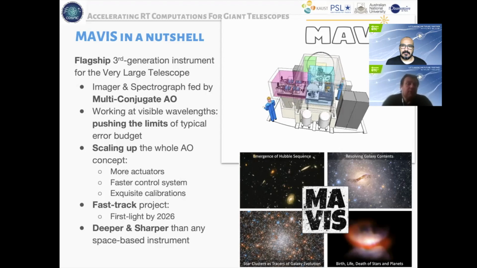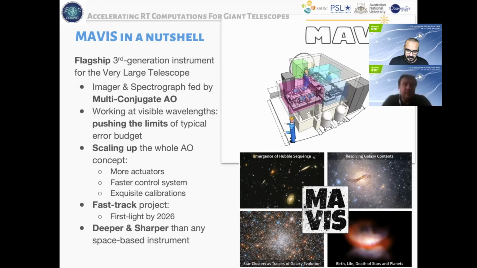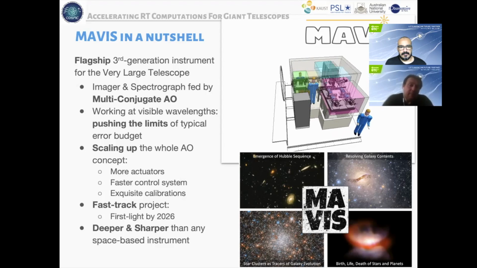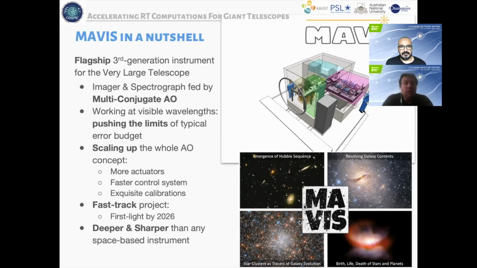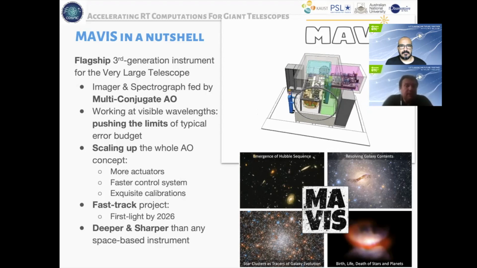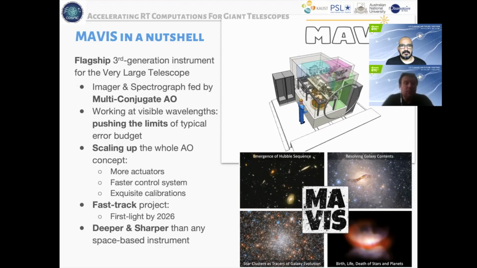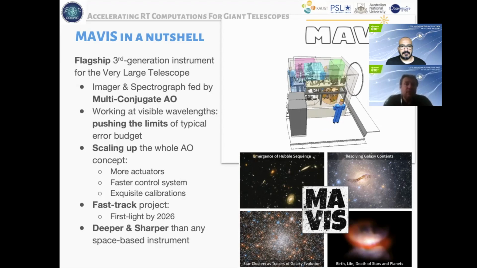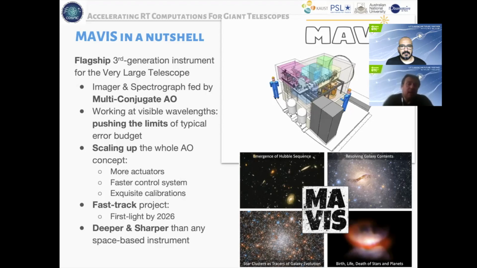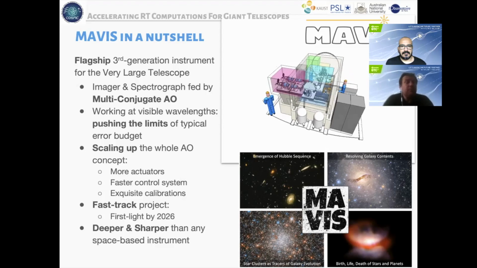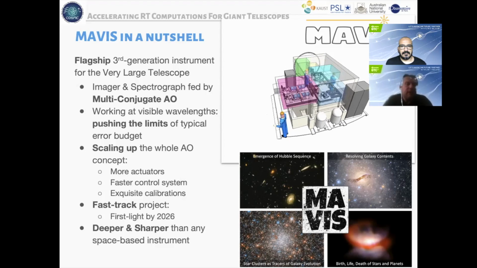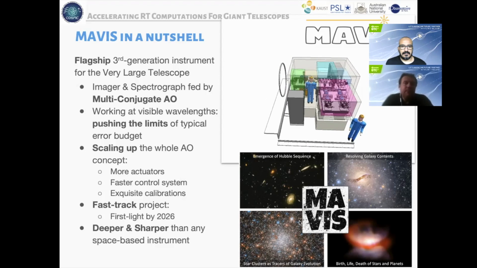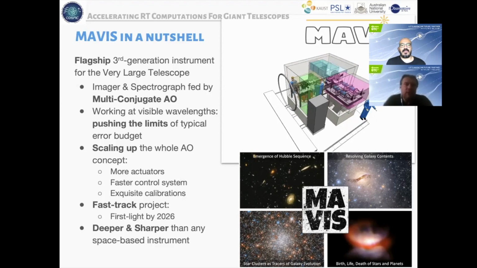So the challenge here is that we are pushing the limits of the concept of adaptive optics, because scaling up to wide field of view, visible wavelengths adaptive optics means more actuators, faster control system, and very precise calibrations of the whole system. So this is a really challenging project. And on top of this, it's fast track compared to what is usually done in the community. And we have to be on sky with first light by 2026.